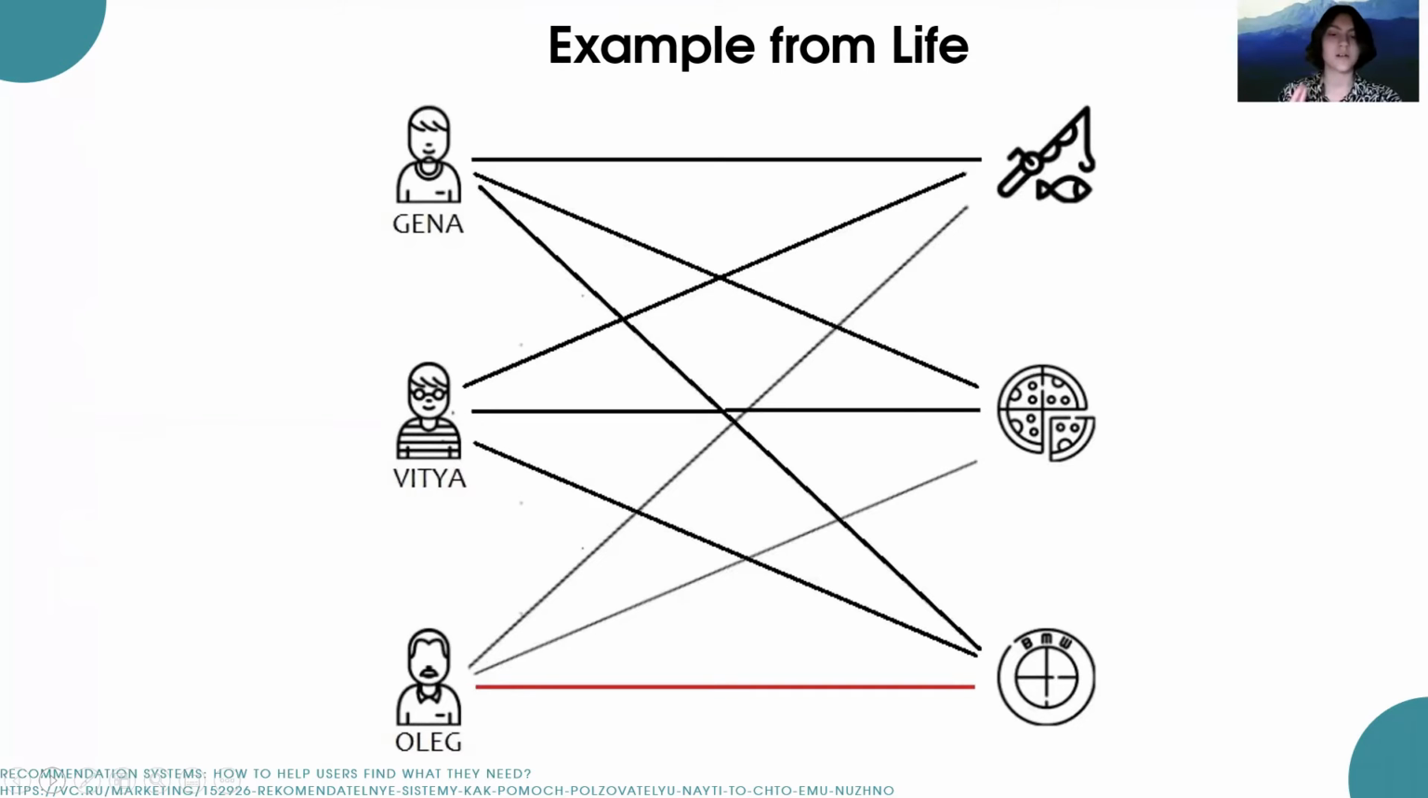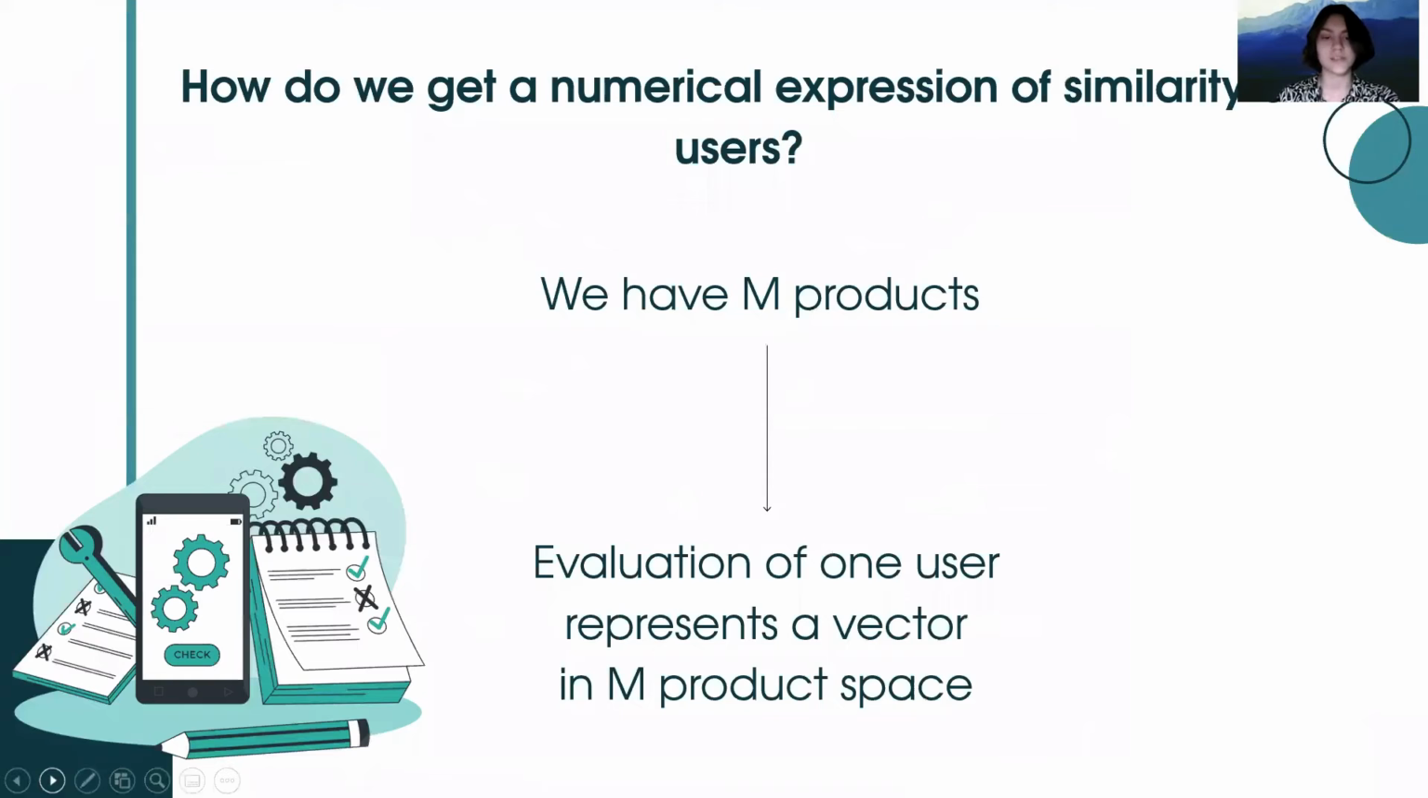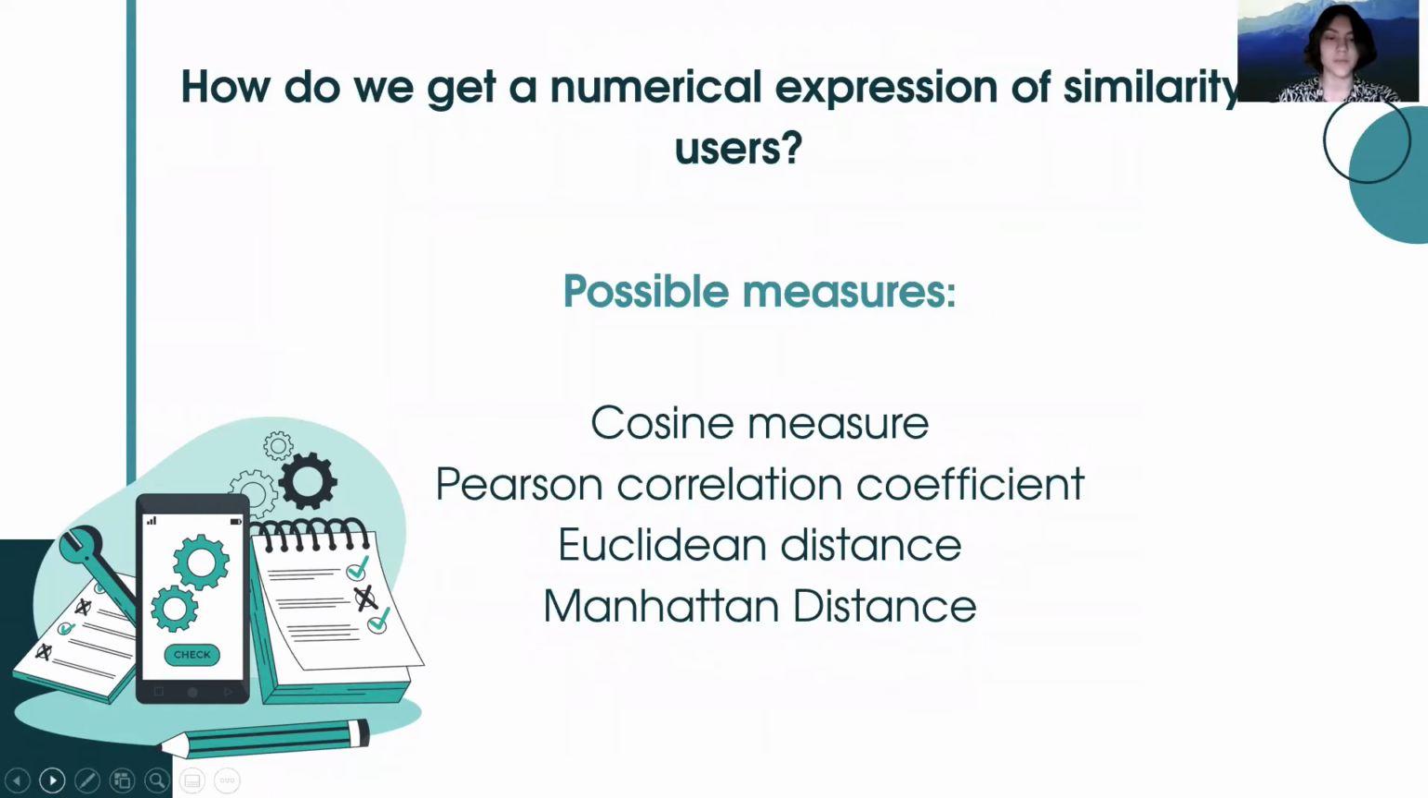So on the next slide, we will consider how it works. We have mentioned looking for similarities between users multiple times, but how do we actually get the numerical expression of this similarity of users? Let's say we have M products. The evaluations given by a single user represent a vector in M-dimensional product space, and we know how to compare vectors. Now we can see on the slide possible measures of that.